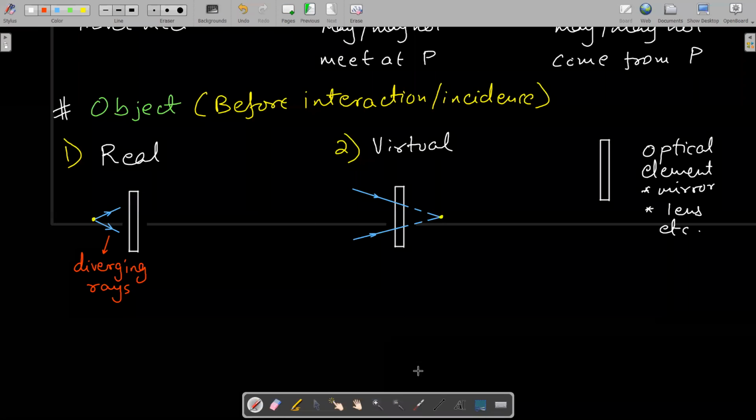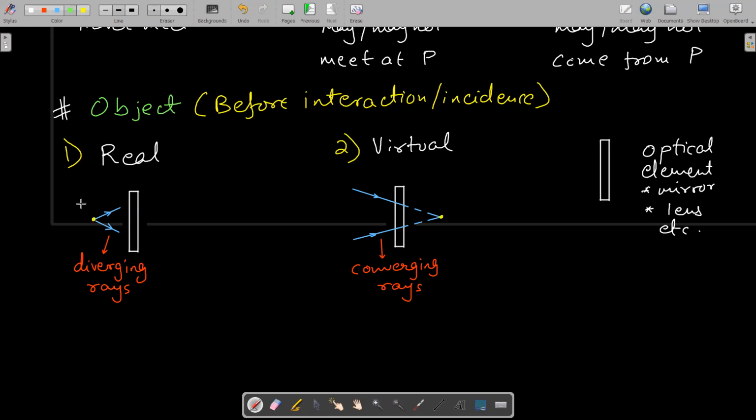Okay, so what are these rays here? ये rays कौन से हैं? These are converging rays. Okay, so this guy right here is a real object, and this guy right here is a virtual object. Okay, understood, everyone? Any doubts here? Clear है ना? पूरा clear है ना, जो मैंने अभी बताया, real object, virtual object?